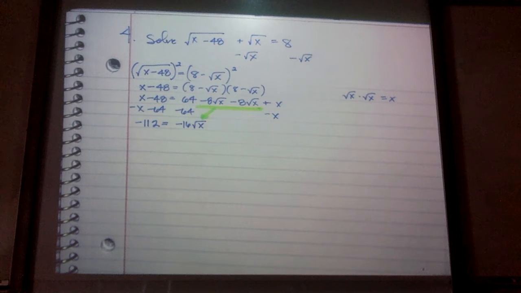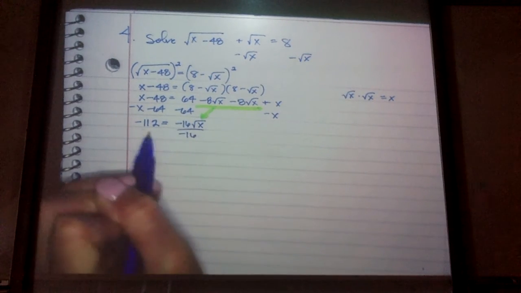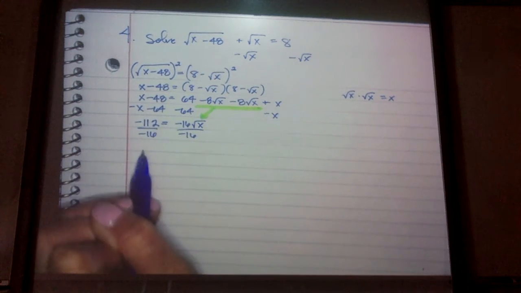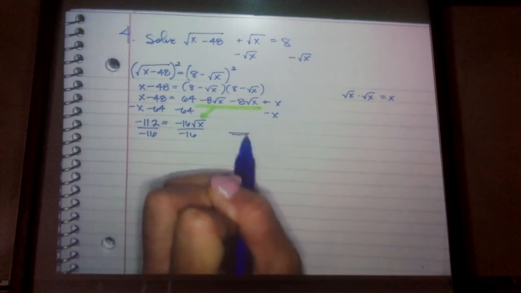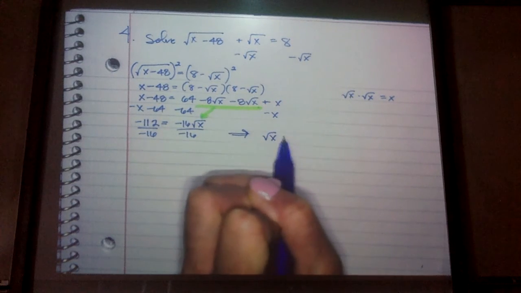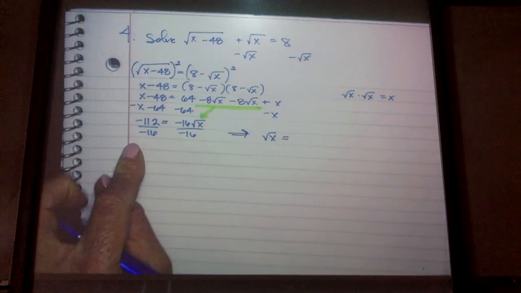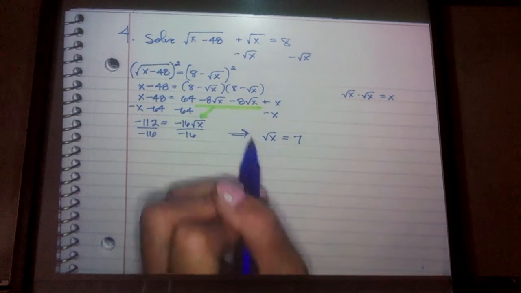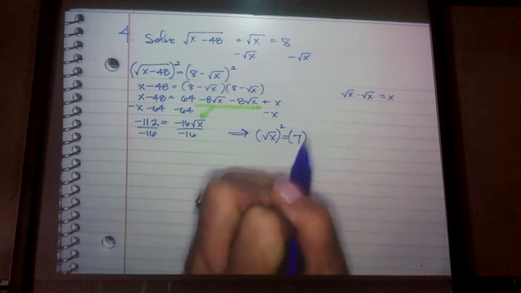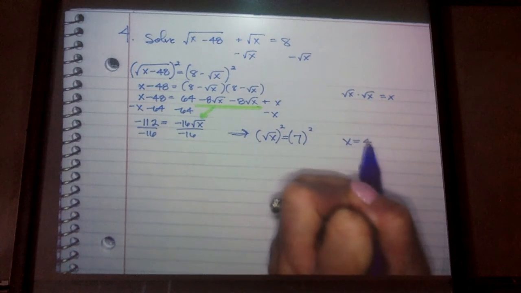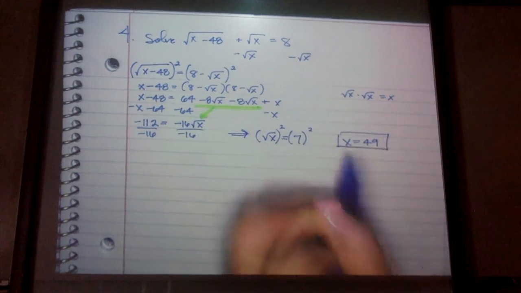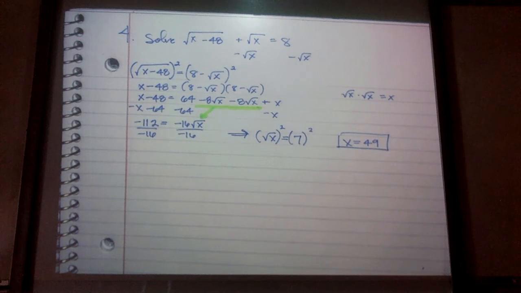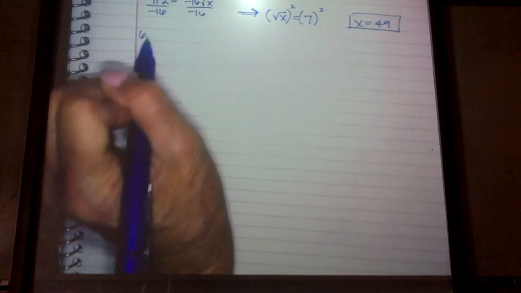Now from here, easy peasy, I'm going to divide by negative 16. And I'm going to write what I have over here. The square root of x equals negative 112 divided by negative 16, and I got 7. And then to get rid of the square root, I would simply square it. So x equals 49. Beautiful, right? I know.